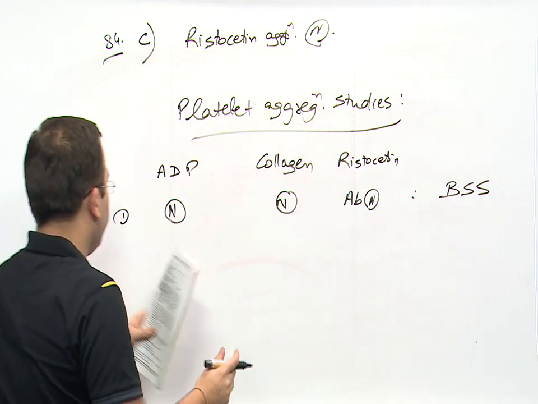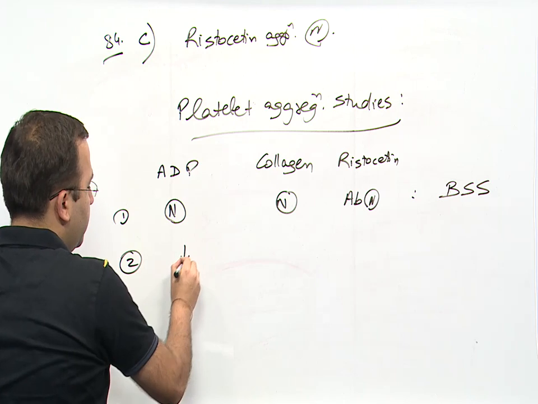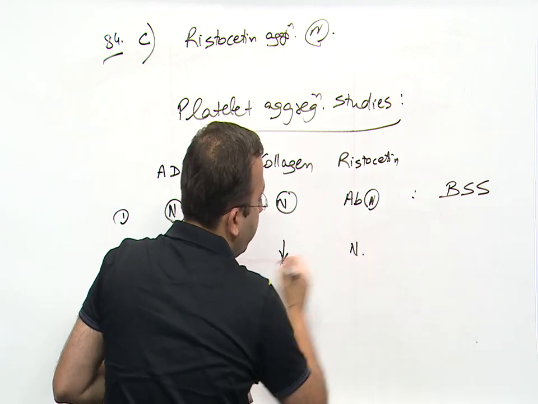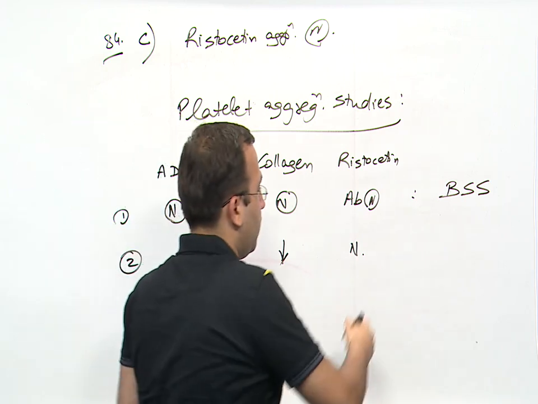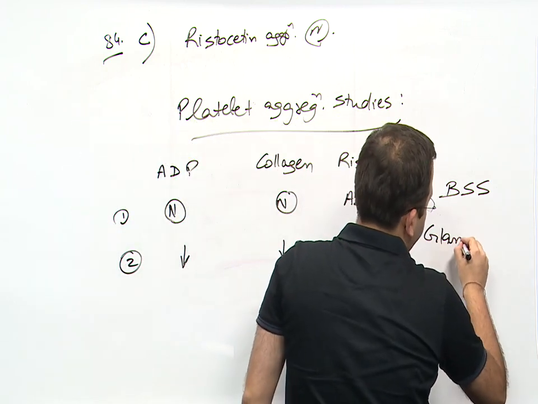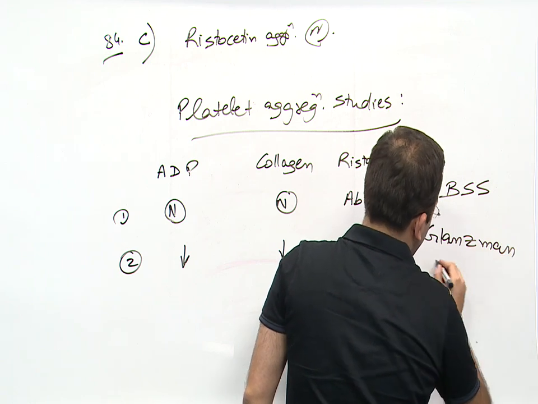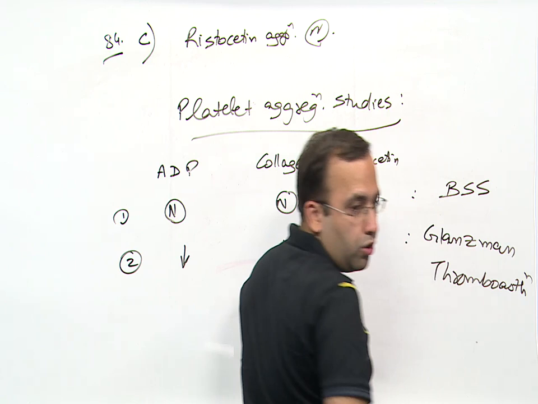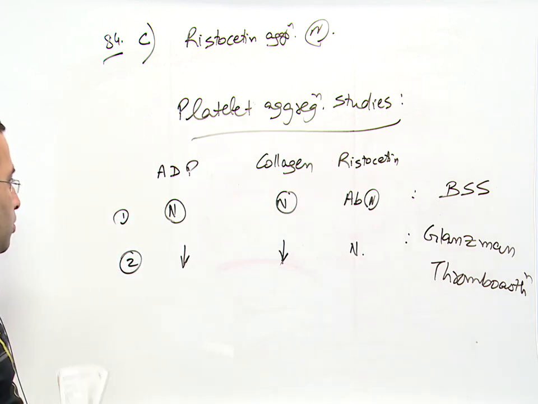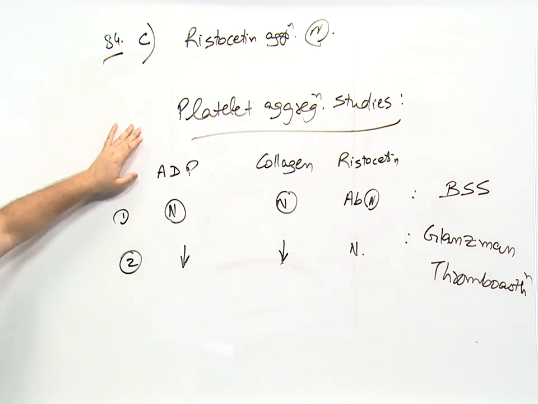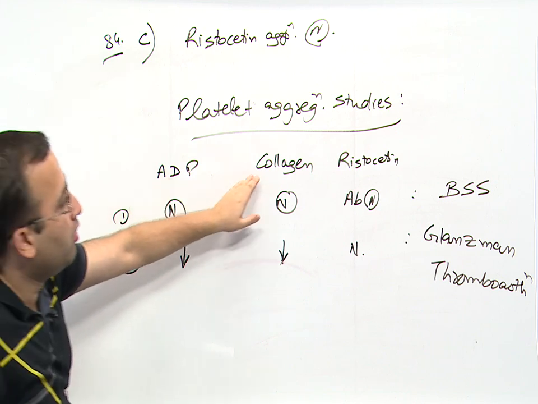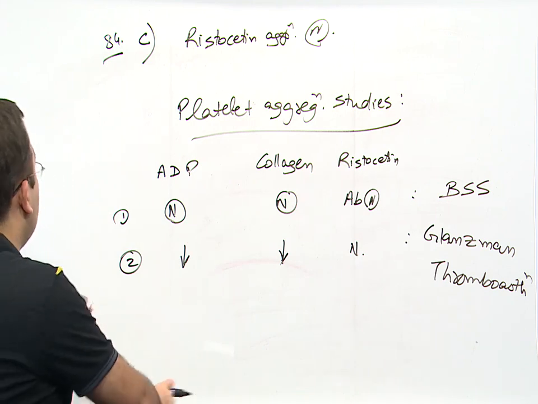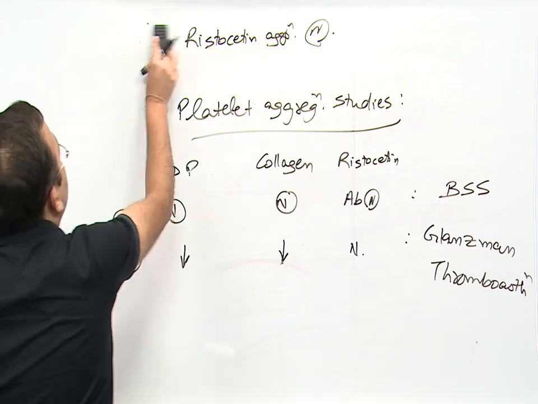It's not normal. Whereas the other way around, reduced response to ADP, reduced to collagen, whereas normal to ristocetin, this is Glanzmann's thrombasthenia. So, they have opposite responses. ADP, collagen, ristocetin: Bernard-Soulier and Glanzmann's thrombasthenia. Next.